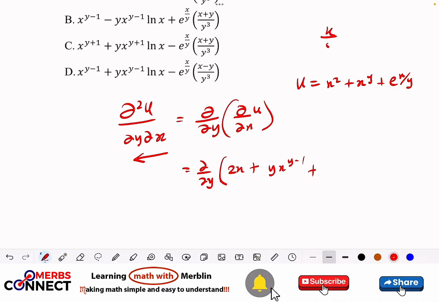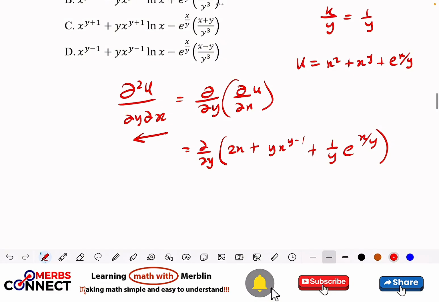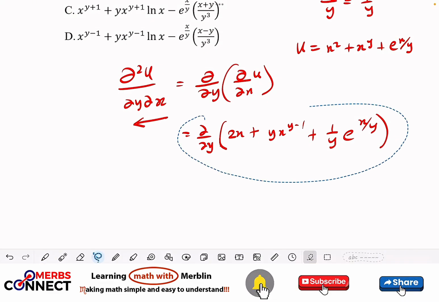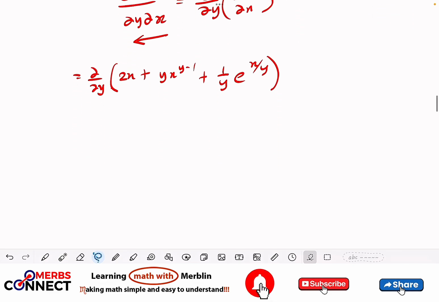So x divided by y. y is constant, so when I differentiate this, I'm going to have 1 over y. So I'll have 1 over y multiplying e to the power x over y. So this is what I'm going to get when I differentiate with respect to x. Now let's go with respect to y.